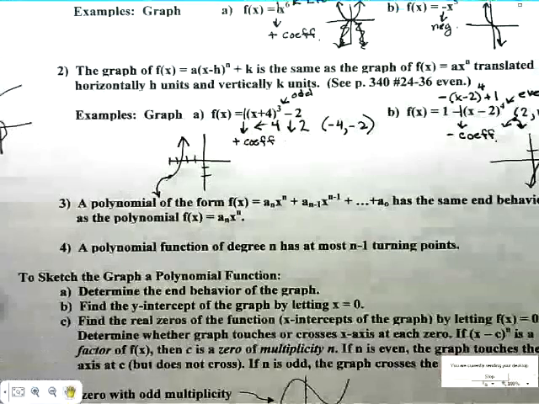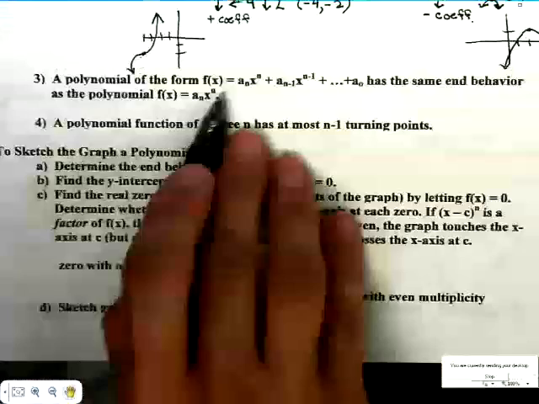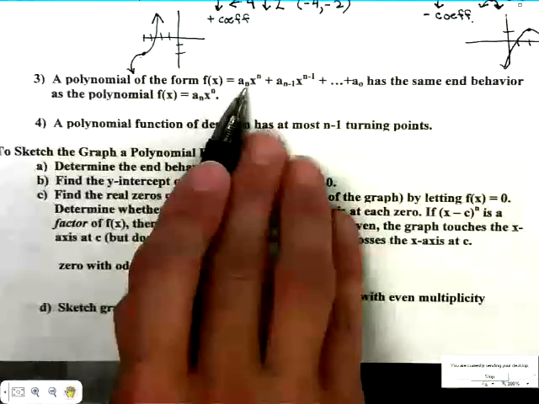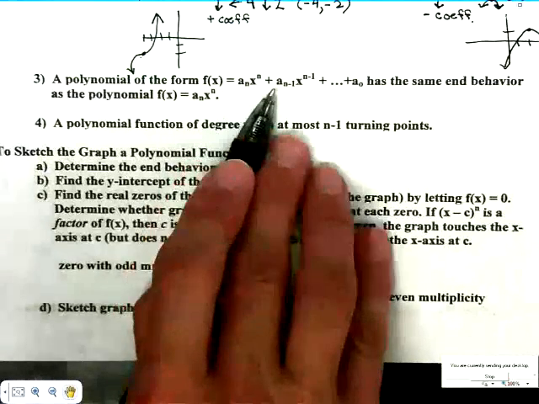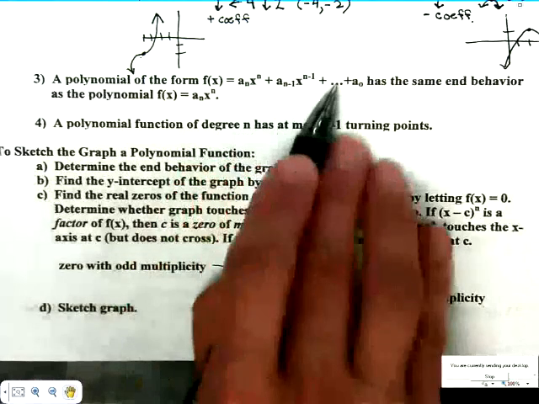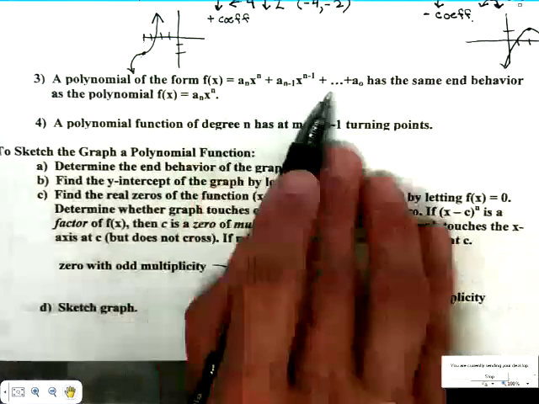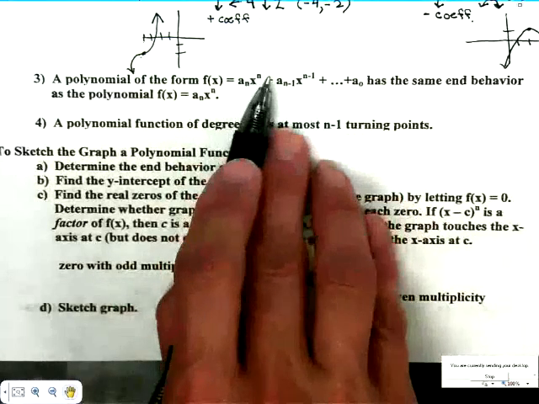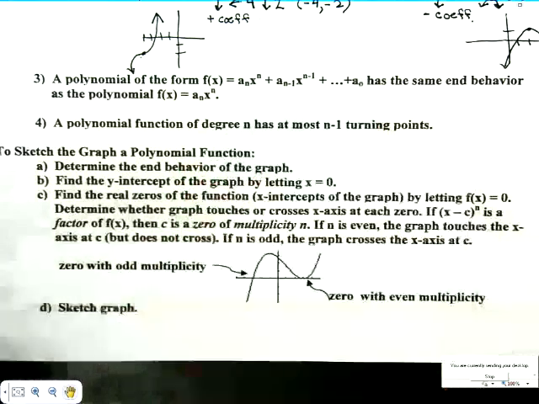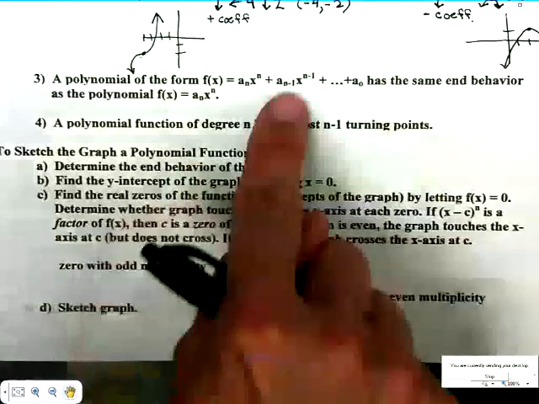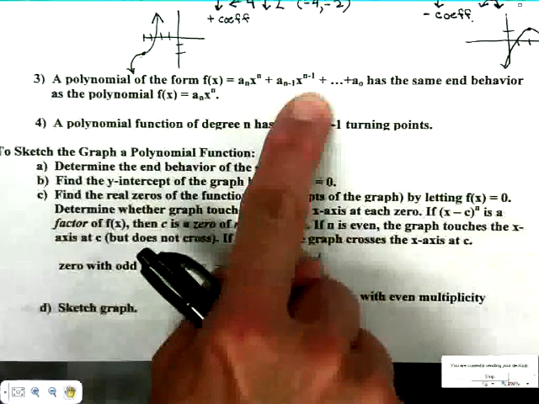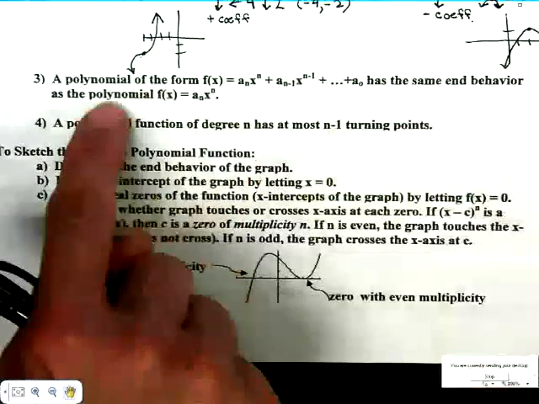A polynomial of the form a sub n, and when I'm saying a sub n because n is a subscript, a sub n x to the n plus a sub n minus 1 x to the n minus 1, on and on and on down to some constant. That's kind of scary looking, but that's just an nth degree polynomial in descending order. In descending order, there's a constant on the end.